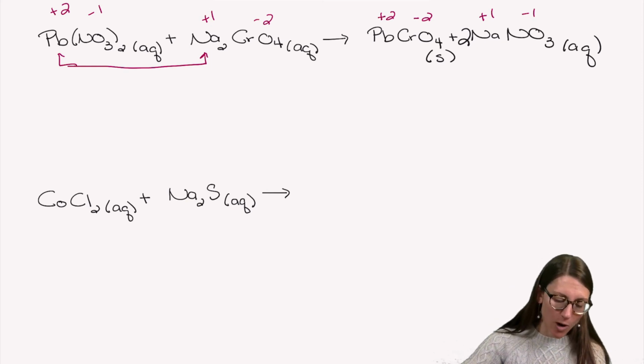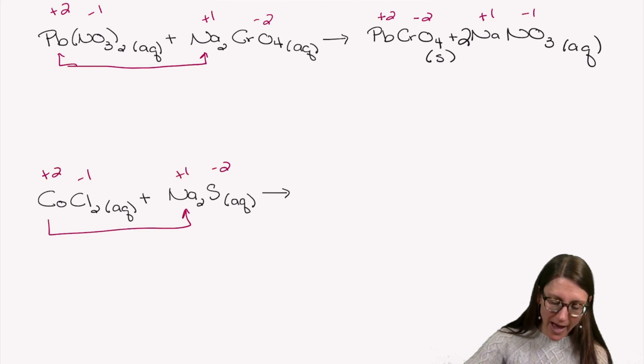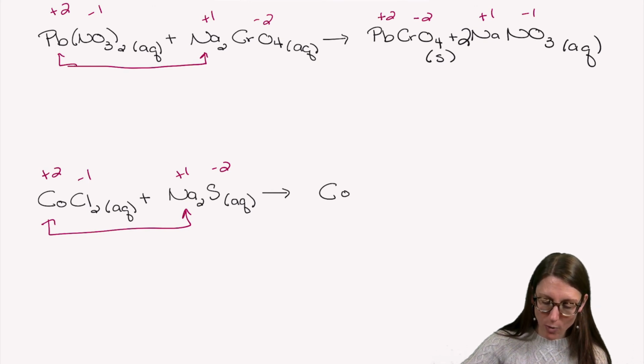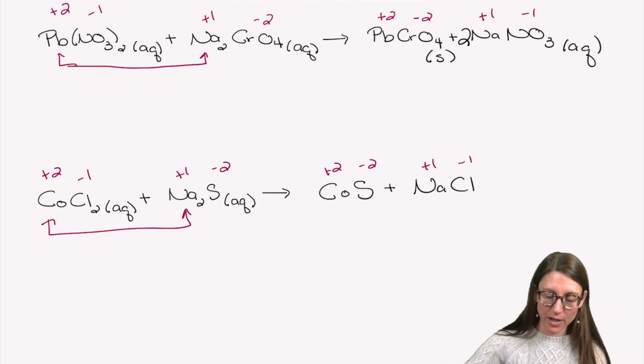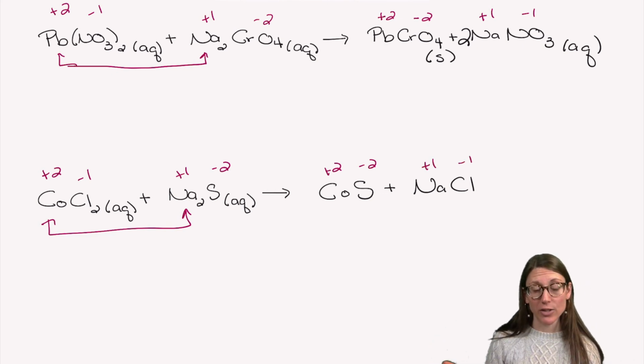One more. Here I have cobalt chloride reacting with sodium sulfide. Again, start by figuring out what your charges are, and then swap the cations to make your products. So you're going to have cobalt with the sulfur and then sodium with the chlorine. Double check that the charges are still balanced. In this case, everything is glorious, but notice that the subscripts have changed.